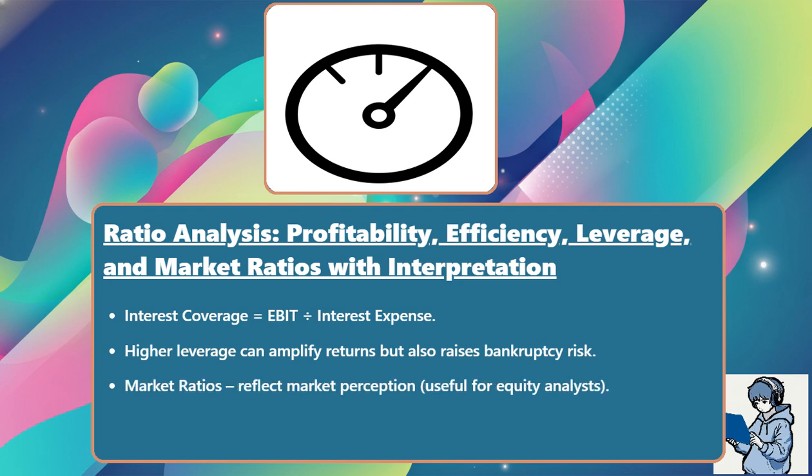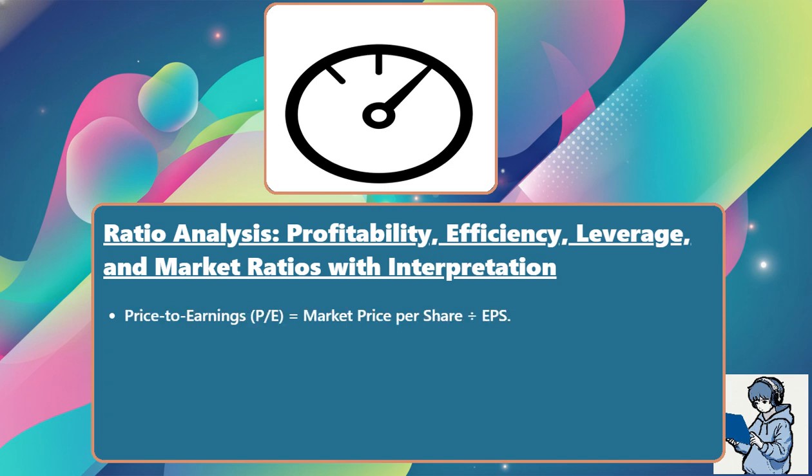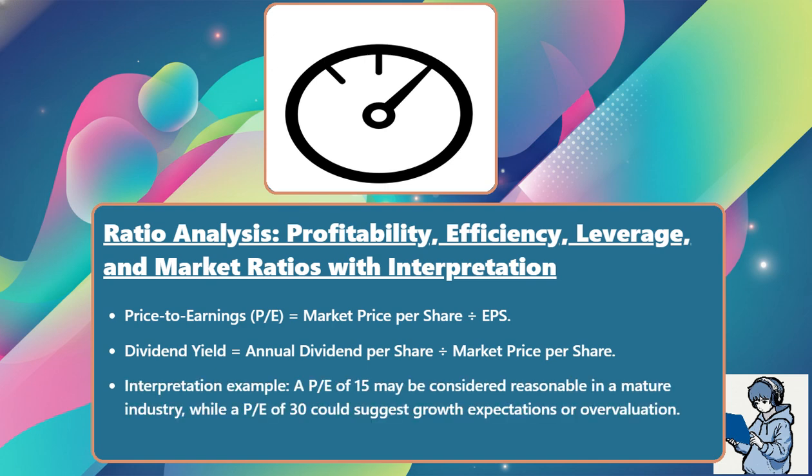Market ratios reflect market perception, useful for equity analysts. Earnings per share (EPS) equals net income divided by shares outstanding. Price to earnings (PE) equals market price per share divided by EPS. Dividend yield equals annual dividend per share divided by market price per share. Interpretation example. A PE of 15 may be considered reasonable in a mature industry, while a PE of 30 could suggest growth expectations or overvaluation.